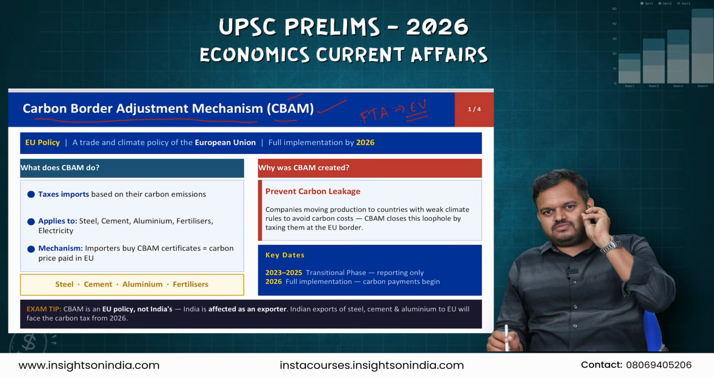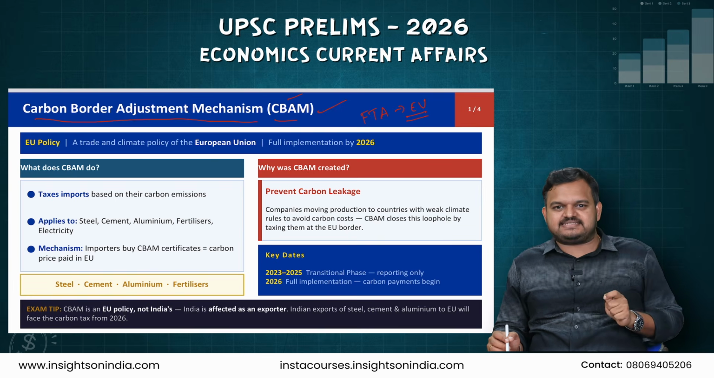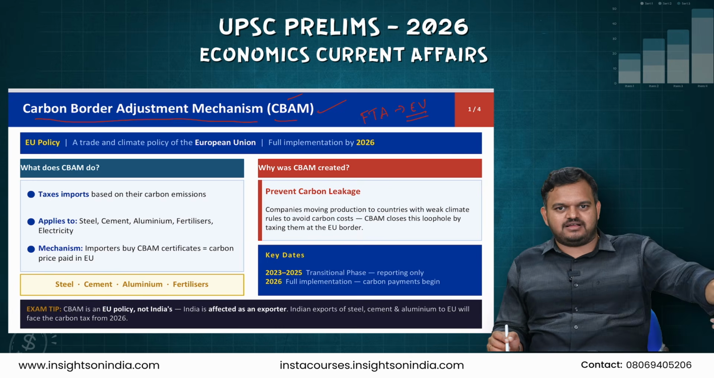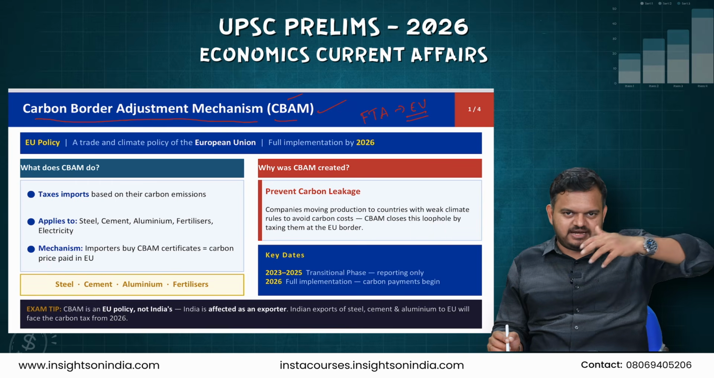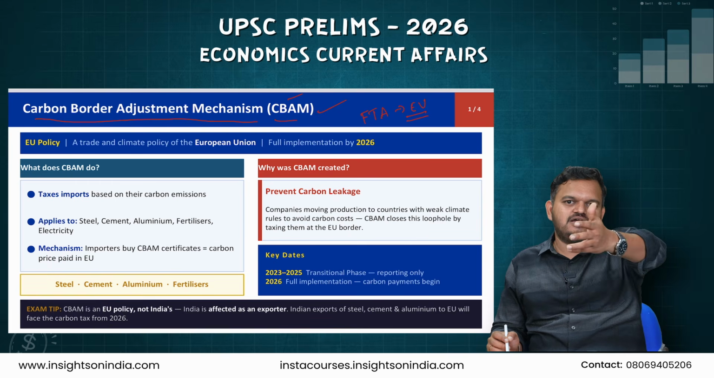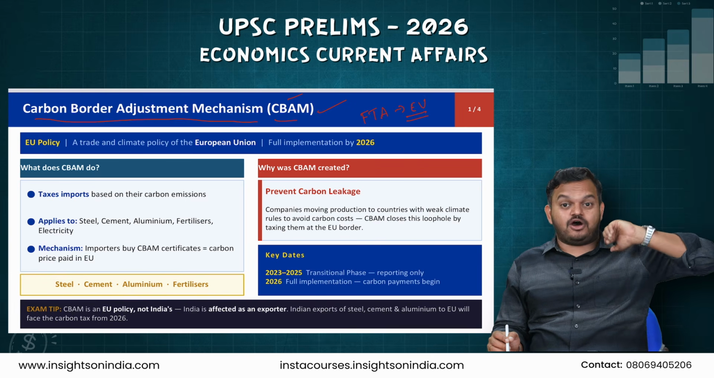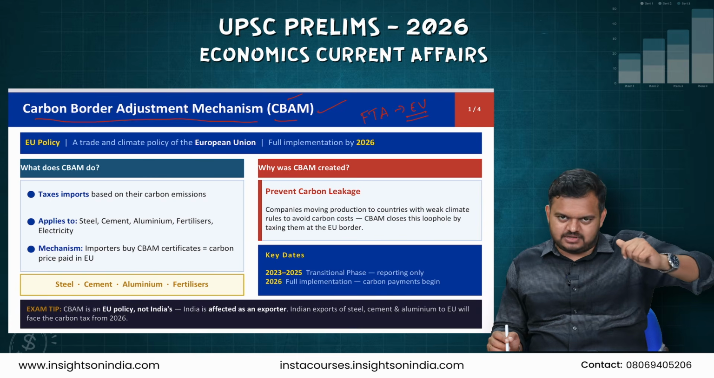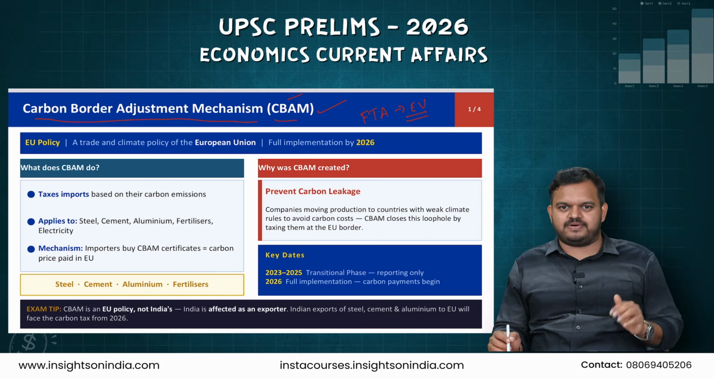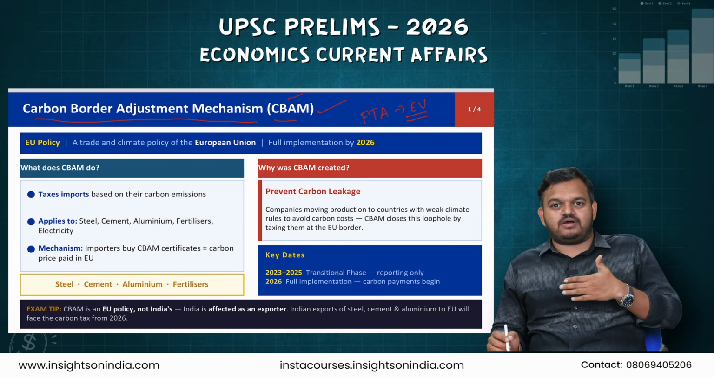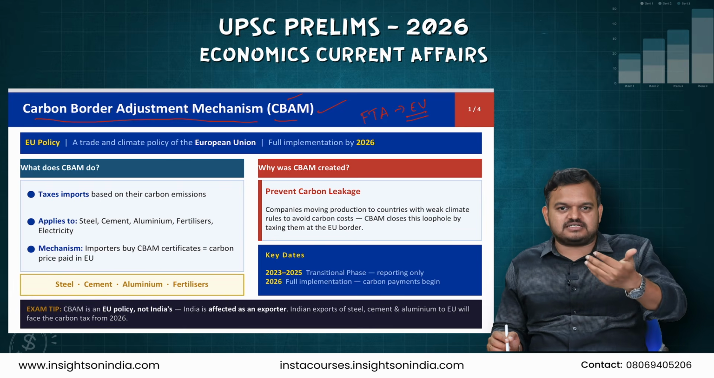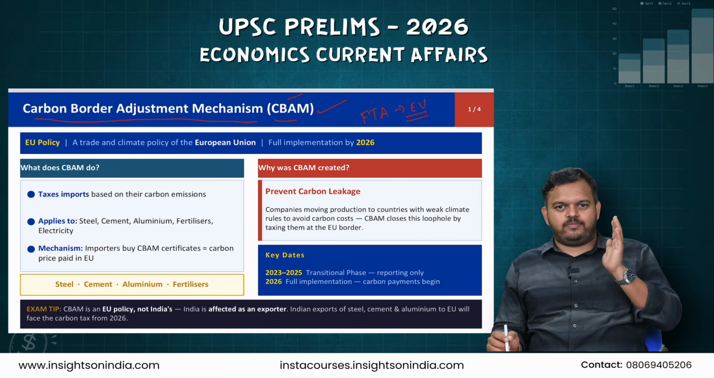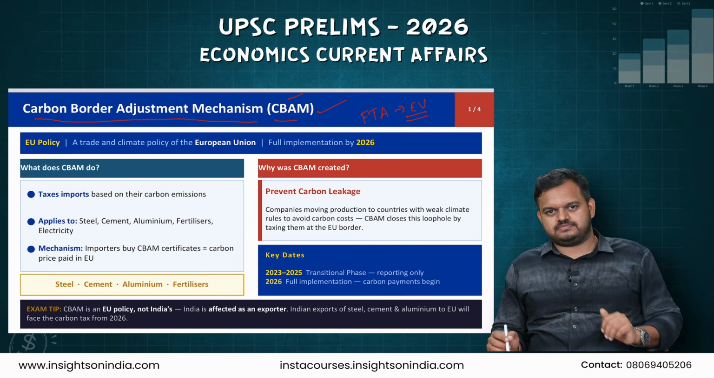CBAM refers to imposing taxes even though an FTA has been signed. If a country is exporting certain products like cement, aluminium, steel, paper, etc., or textile, if that industry is found to be polluting, responsible for emission of greenhouse gases, especially carbon, European countries can impose a fine or impose custom duty. Right? That is about the Carbon Border Adjustment Mechanism.